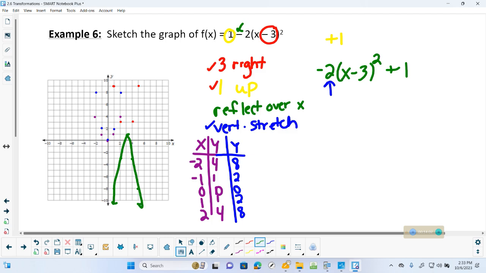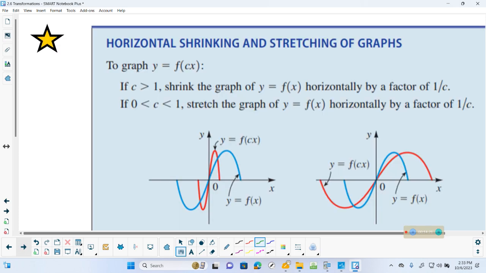Whew, that was a lot of shifting there. So again, my advice is do any stretching or shrinking first, then move it left, right, and then do your reflection at the end. You'll get the same graph if you did it in a little different order, but just a little pro tip there for you.